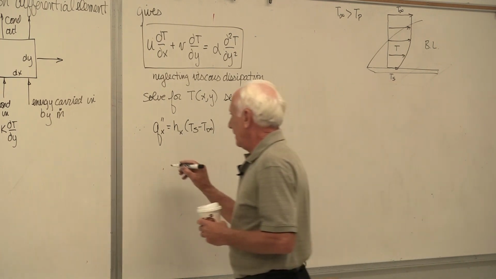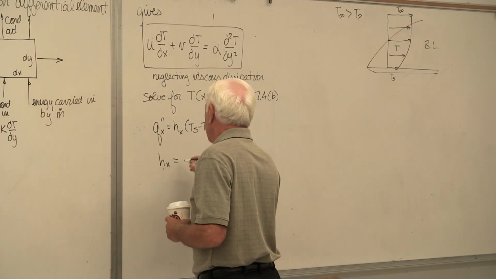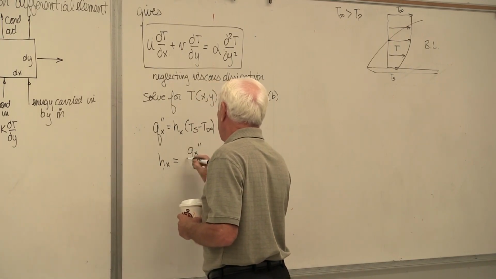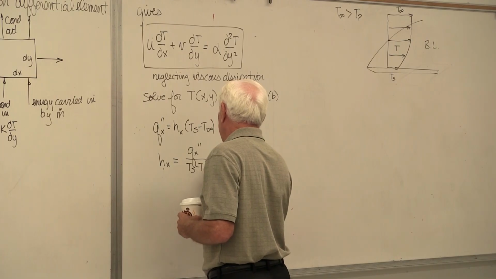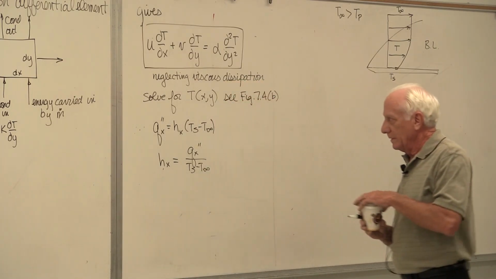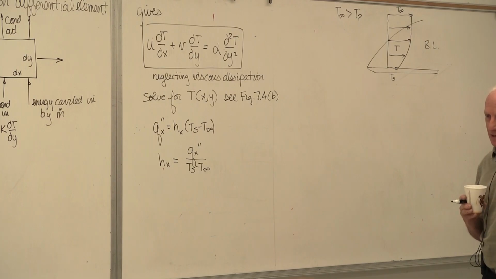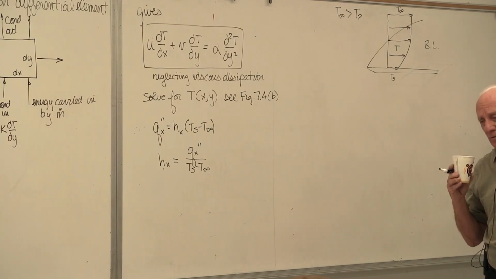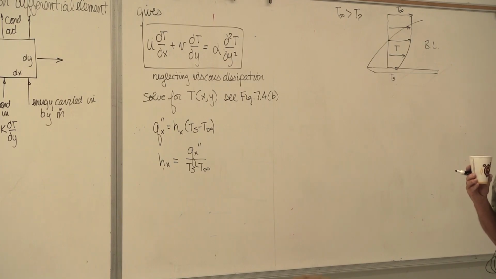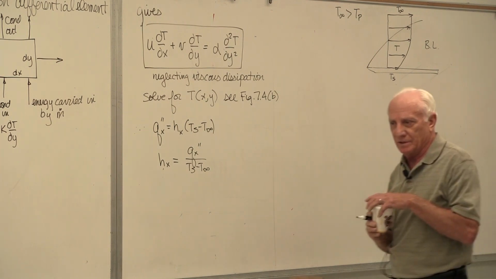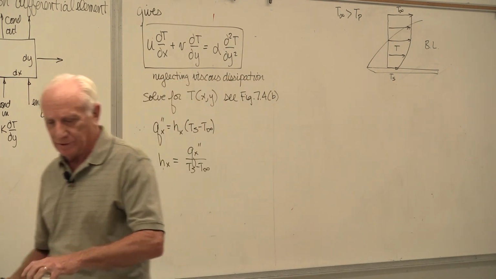Okay, hx is equal to qx double prime over (Ts minus T infinity). Is that hx? No, because I don't know qx double prime. No, it's not. It's true. It's the truth. But it won't help me find hx. What does hx mean, by the way? It means the h value at a particular x location. It's called the local convection coefficient. The word local means as a function of x.